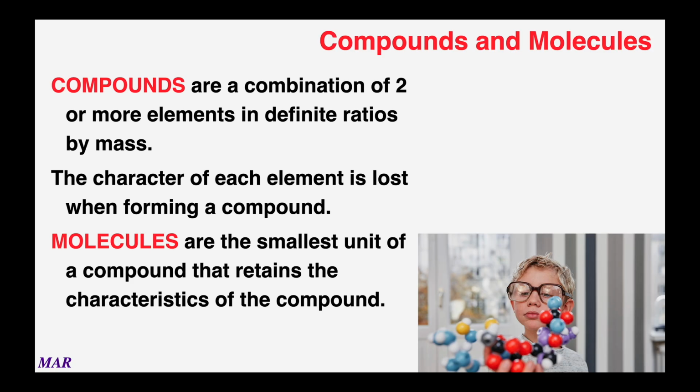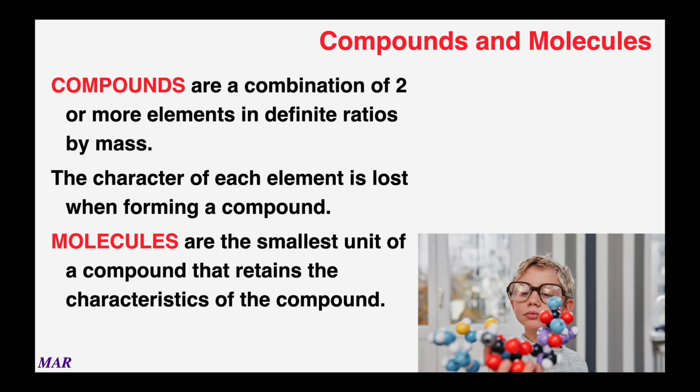Compounds are a combination of 2 or more elements in definite ratios by mass. We talked about this earlier. The only pure substances really are elements or compounds. Compounds are when you take elements and put them together to make a bigger piece. The definite ratio by mass is important. Water, H2O, is always H2O. It's never, for example, H2O2, which would be hydrogen peroxide. It's never just HO or HO2 or anything like that. So the definite ratios make them very predictable.